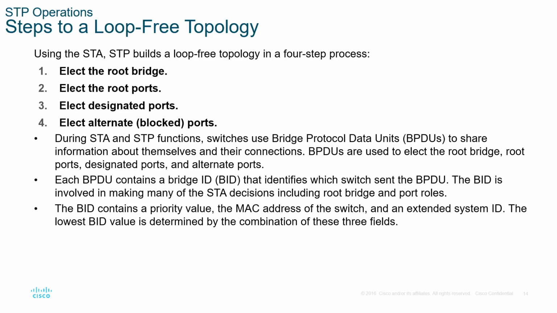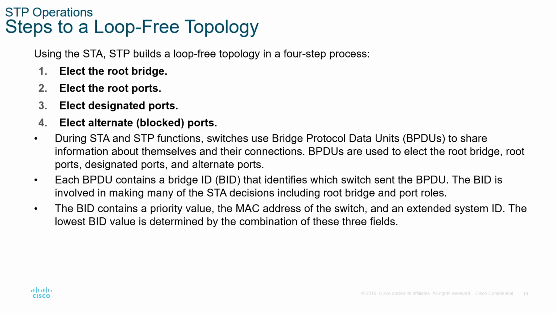Now, they exchange this message type called bridge protocol data units, and they allow them to share information about their connections and to share information about priority and many other things that we're going to see in a few minutes. Now, each BPDU contains a bridge ID, which is one of the most important things. It just basically identifies which switch sent the BPDU. The bridge ID is involved in making many of the STA decisions, including root bridge and port roles. The bridge ID contains a priority value, the MAC address of the switch, and an extended system ID. The lowest bridge ID value is determined by the combination of these three fields.